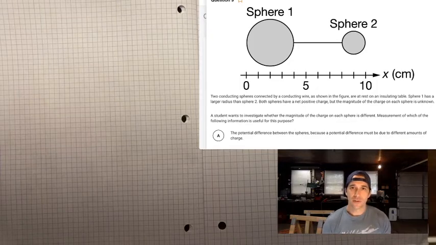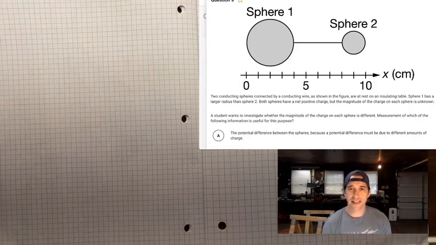What do we know? They're conducting spheres. That means that electrons are allowed to move around freely between the spheres. So if one had a greater concentration of charges in it, they'd be able to spread out and go to the other sphere, right? And why would that be? Because they're connected by this wire. So the wire's conducting, the spheres are conducting. Electrons can flow between the two spheres through that wire, okay?